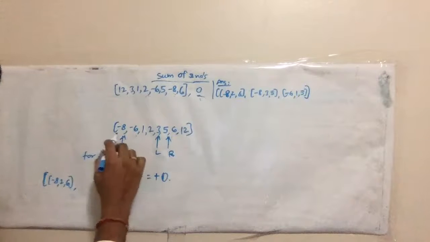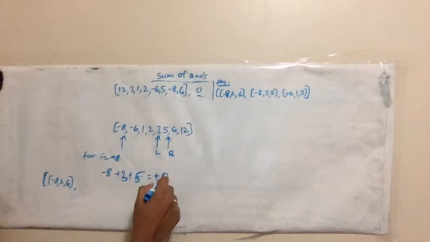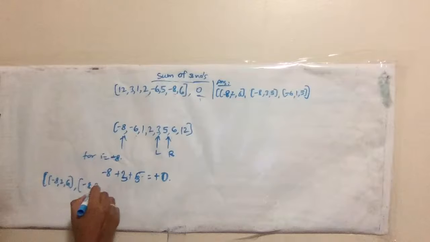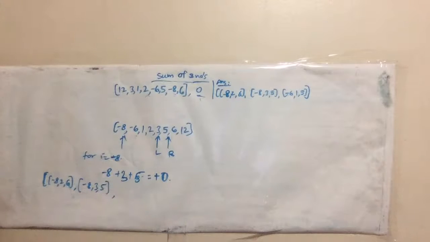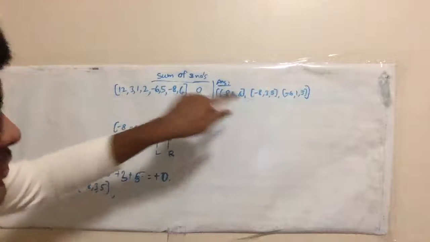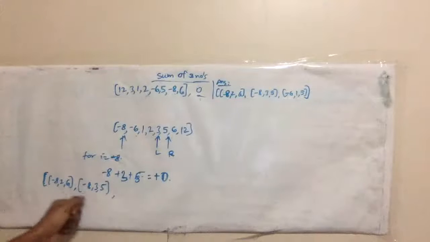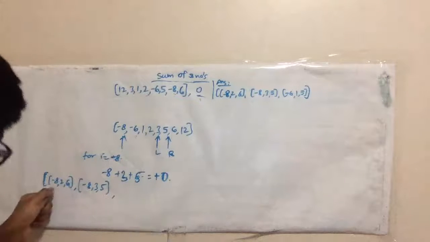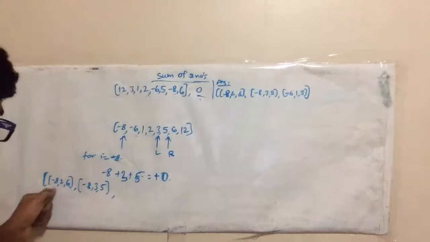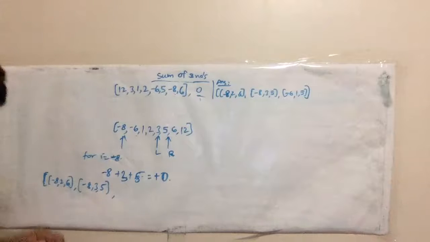So if we check minus 8, 3, 5, it is also making 0. So we need to add that too. As I told in the problem, we need to arrange this in ascending order, right? That is what happens with this approach. It is already getting added in the list in ascending order, like minus 8 2 6, minus 8 3 5. So this is the way we need to proceed.